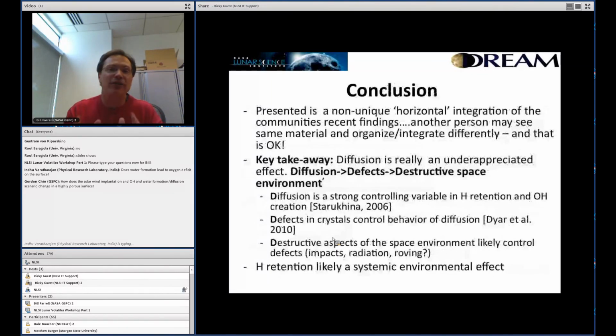So to conclude, I think the key takeaway is that diffusion is really an underappreciated effect. Diffusion, defects, and the destructive space environment all seem to be interconnected, or at least that's the narrative that I'm working on here, where diffusion is controlled by defects, and those defects are in turn controlled by the space environment, like high energy radiation. So really H retention may be a systemic environmental effect.